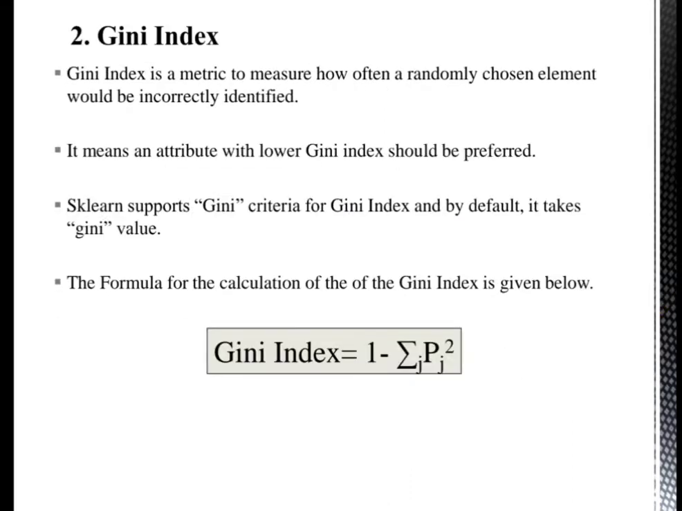Gini index is a metric to measure how often a randomly chosen element will be incorrectly identified. It means an attribute with a lower Gini index should be preferred. Sklearn supports the Gini criterion for the Gini index, and by default it takes Gini. The formula for the calculation of the Gini index is given below. By using this formula we can calculate the Gini index for the attribute. So if we are constructing the decision tree using the Gini index, we have to take the attribute which has the lower Gini index first.